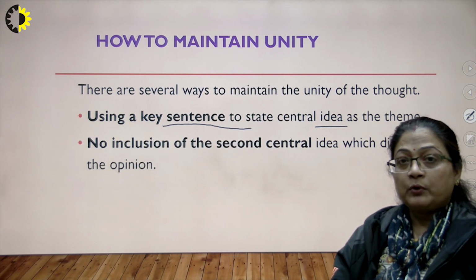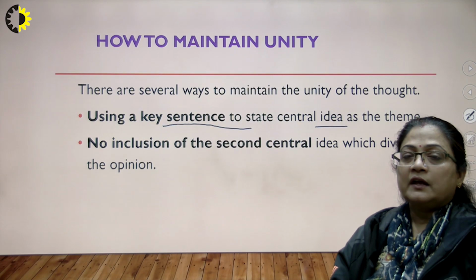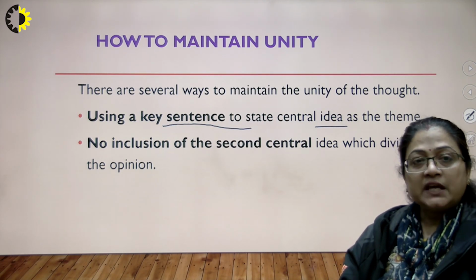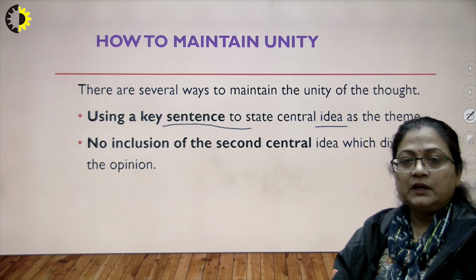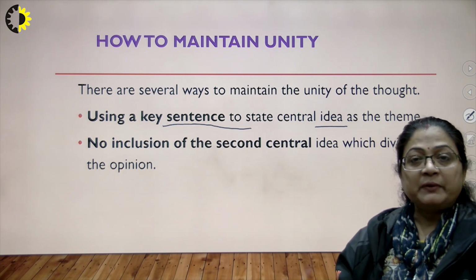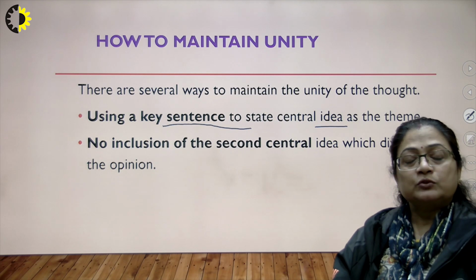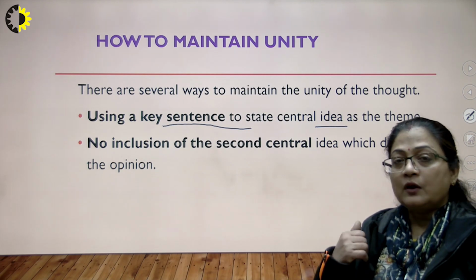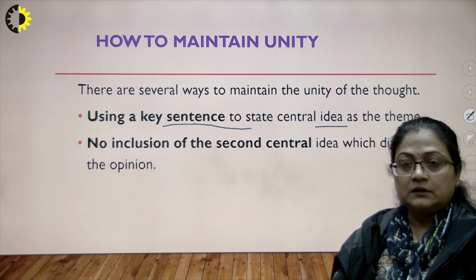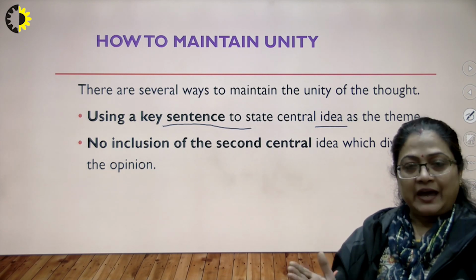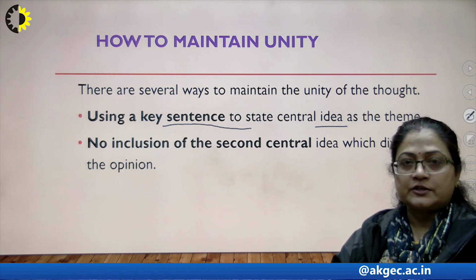Then it is also equally important that there should be no second central idea. When we speak and maintain the unity of thought, we should introduce only one central idea. That should not be an amalgamation of many ideas. One single idea should be explained well to be established. So, no inclusion of a second central idea, because that will divide the opinion, or that will distract the listener. That will make our opinion weak, because we have to make a statement, then we have to establish that statement. That is the way to take part in a debate or a discussion.